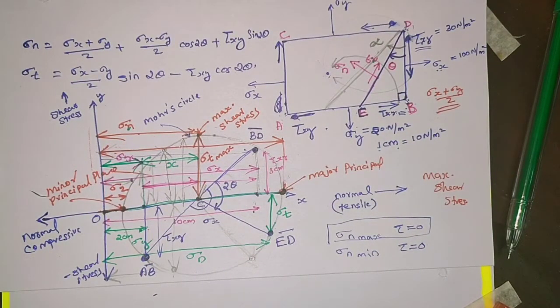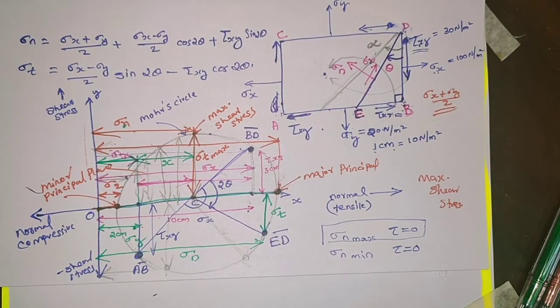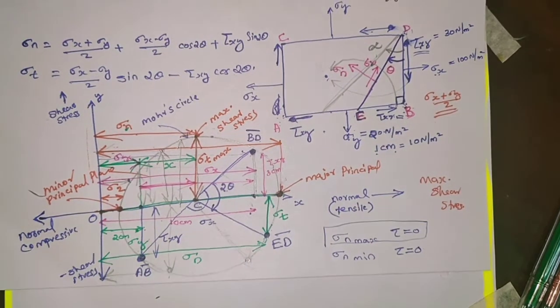So this is about Mohr circle. The results from all 8 equations can be calculated graphically. That is the use of Mohr circle. Next we will do an example.